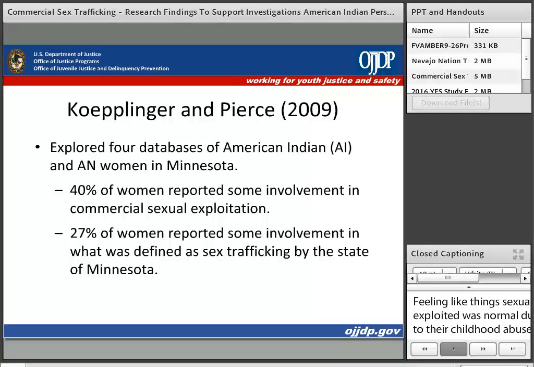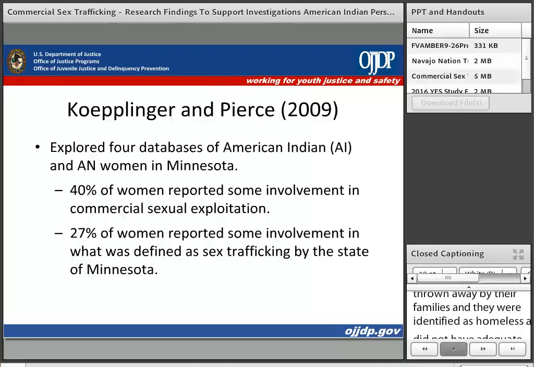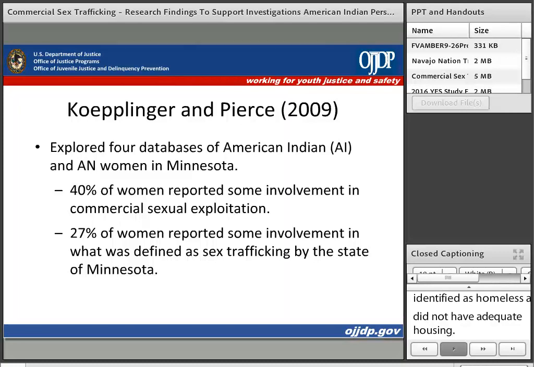The idea that stripping is something that we are seeing kind of bubble to the top over and over as an entry mechanism continues to be valid, with strip clubs emerging outside of reservations in places that may have specialty dancers, where they advertise that they have Native American women and young adults dancing there. They also identified that their victims had a history of running away or being thrown away by their families, and they were identified as homeless and did not have adequate housing. And the variables that we hear over and over again in our work, substance abuse, extreme poverty, involvement in child welfare, dropping out of school, continued in this Koplinger and Pierce research in 2009.